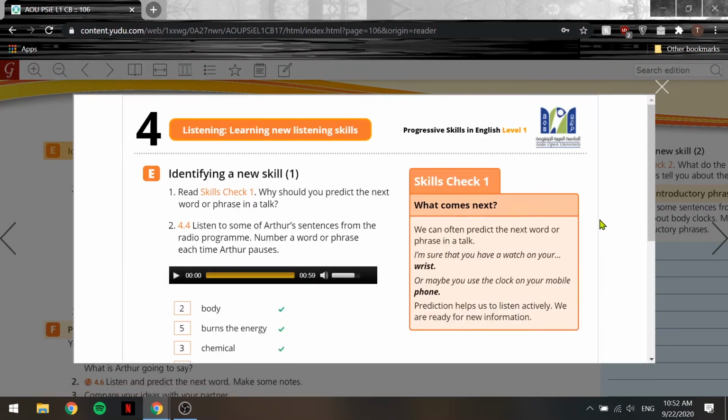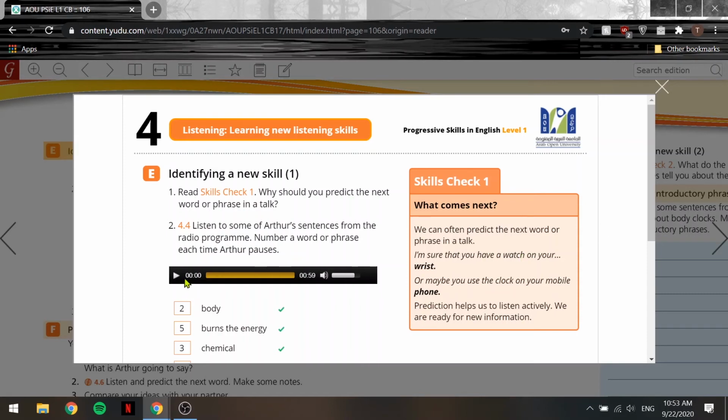Here we have skills check 1, what comes next. So we can often predict the next word or phrase in a talk. I'm sure that you have a watch on your, and I guess when you ask yourself what comes next, the logical answer is wrist. Or you use a clock on your mobile phone. Okay, so prediction helps us to listen actively because we're always ready and expecting new information.